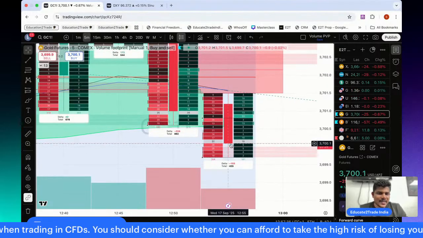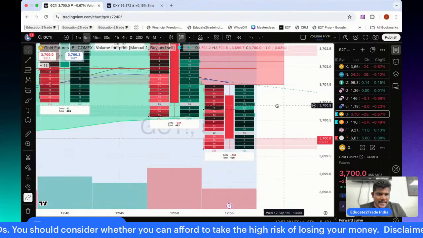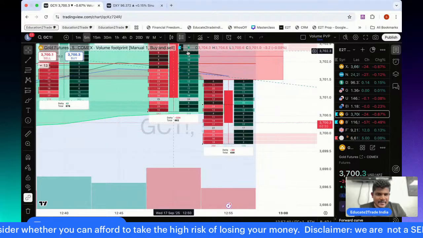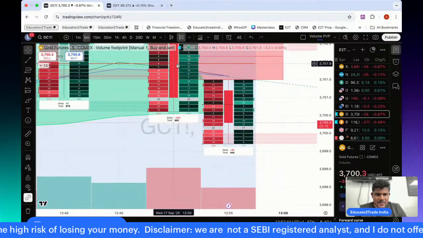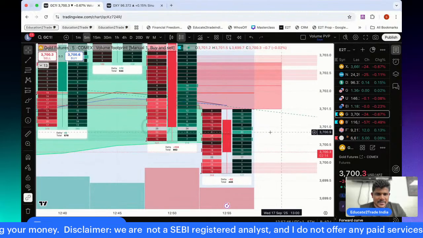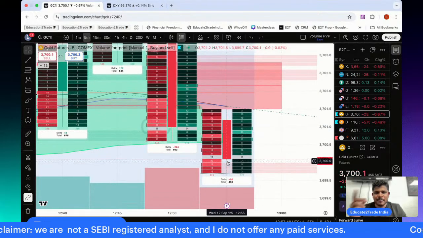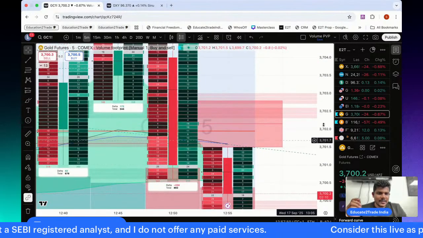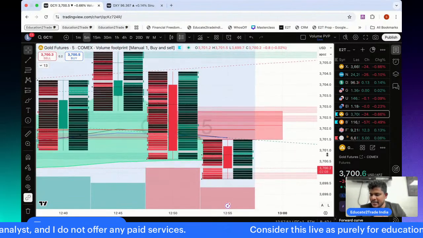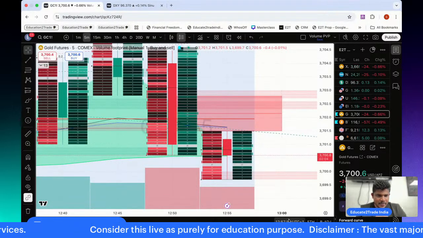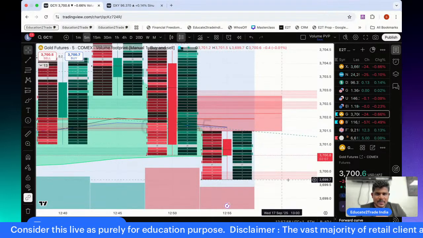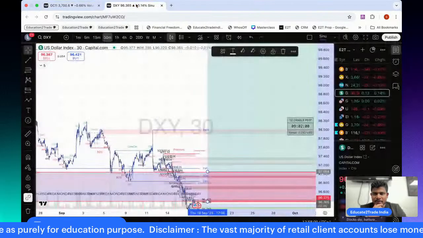Okay, now more sellers are coming in, and this was our entry, which is 3,701. If this 5 minutes is not able to sustain and flip back to a bullish candle, then we are out from that particular trade. I'm just waiting. We have another 3 more minutes for this particular trade to play out.